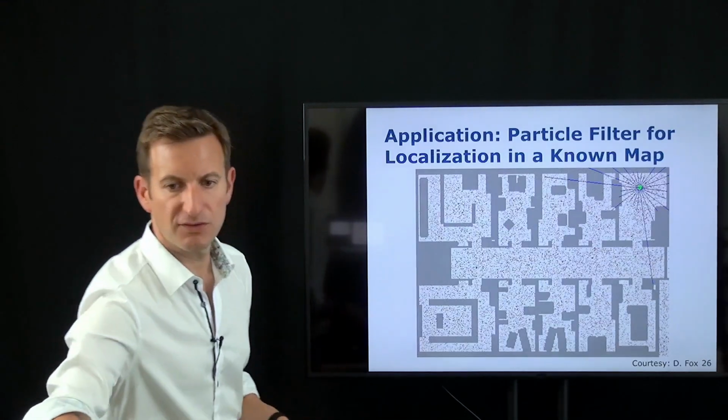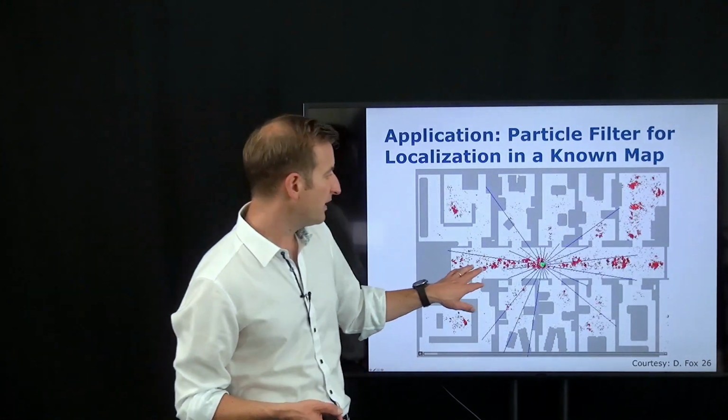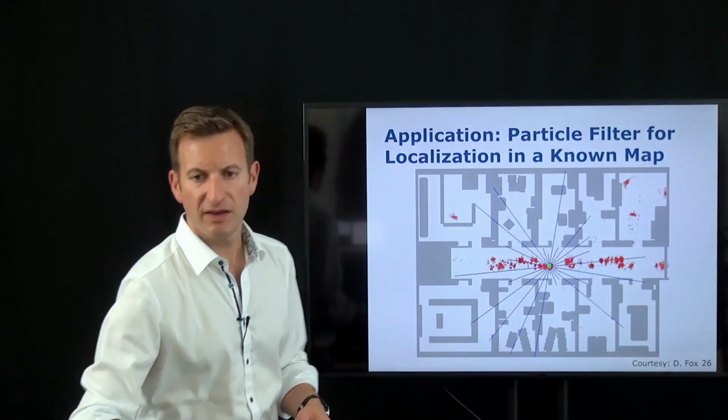Oops, sorry, I need to start that video. Okay. So what you see here, the system is moving. A lot of probability mass concentrates in the corridor.